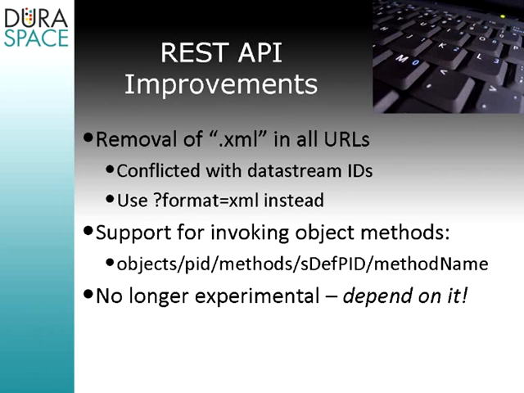So those of you who have been familiar with Fedora for some time know that it has this dissemination, or what we have previously called disseminators on these digital objects. Well, that capability is still present, but the REST API initially didn't include the ability to invoke those extra value-added representations of objects or capabilities on objects in the repository. So now it does. And this is also no longer experimental.